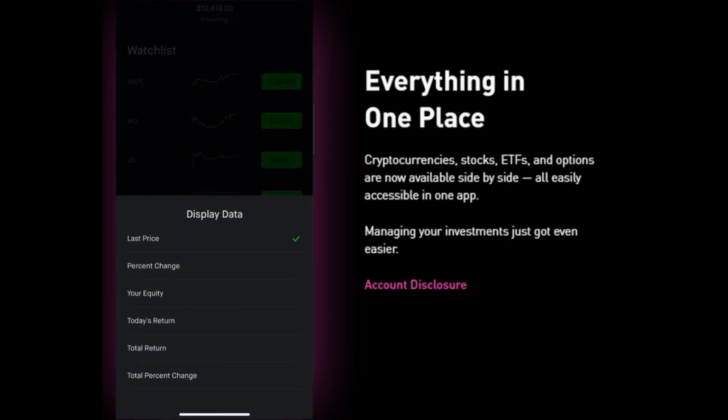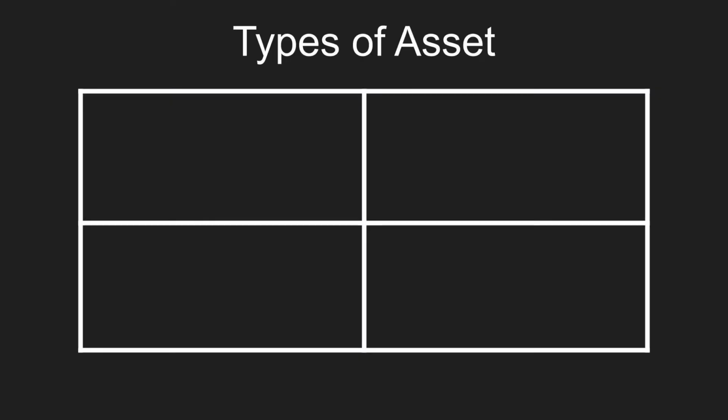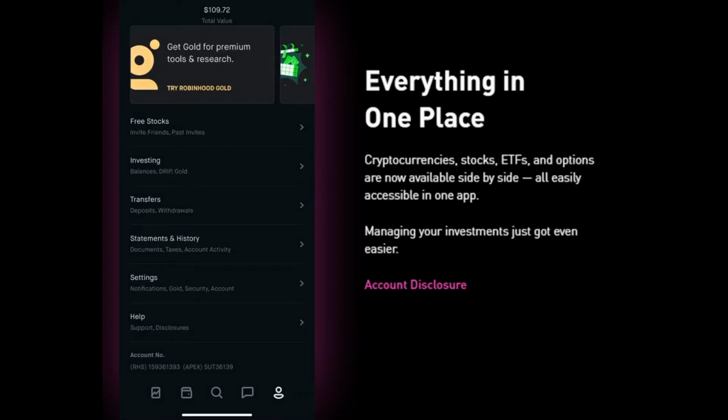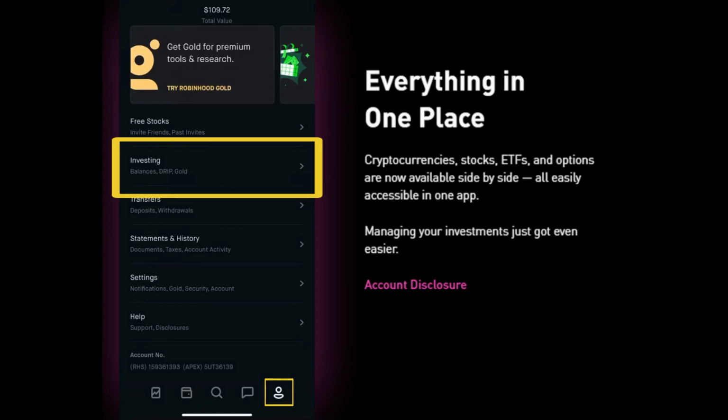At the main interface, we can change the display value, such as current stock price, today's return, today's percent change, or total return. Robinhood has 4 main categories of investable assets, which are individual stocks, ETFs, options, or cryptocurrency. The first 3 can be traded on a regular market day, whereas cryptocurrency can be traded 24 hours. New registered users can only trade stocks, ETFs, and cryptocurrency at the beginning. If you want to trade options, you have to turn on this feature in the settings.